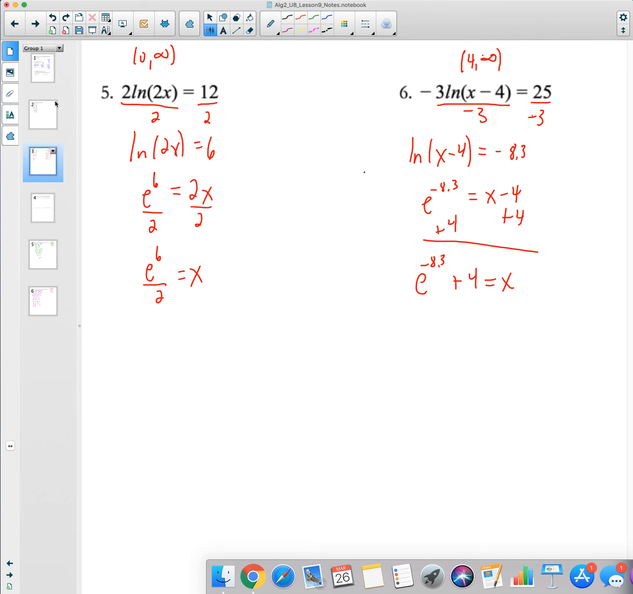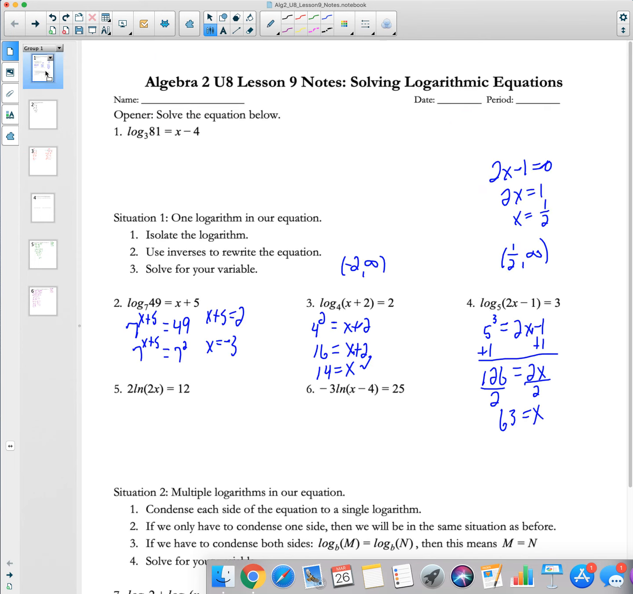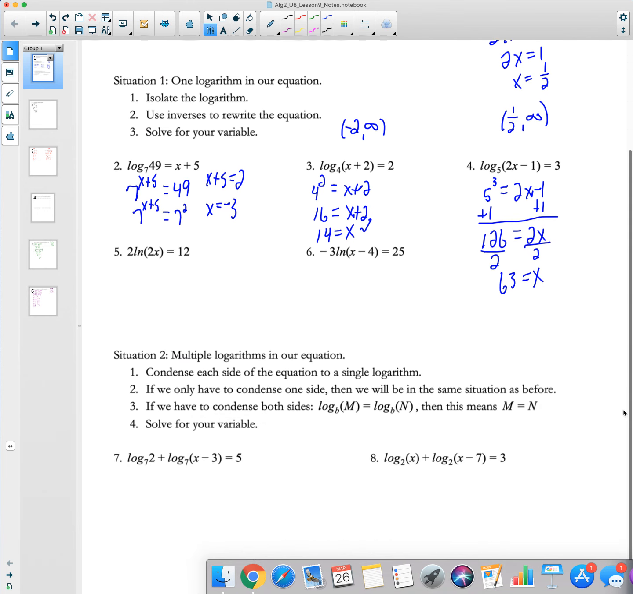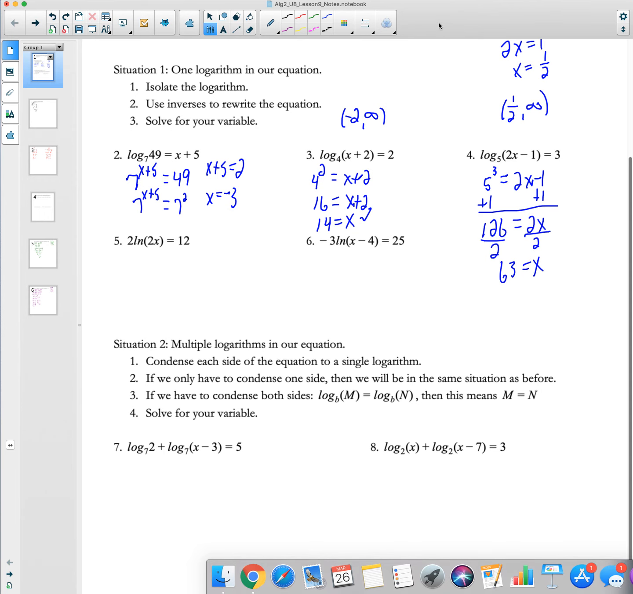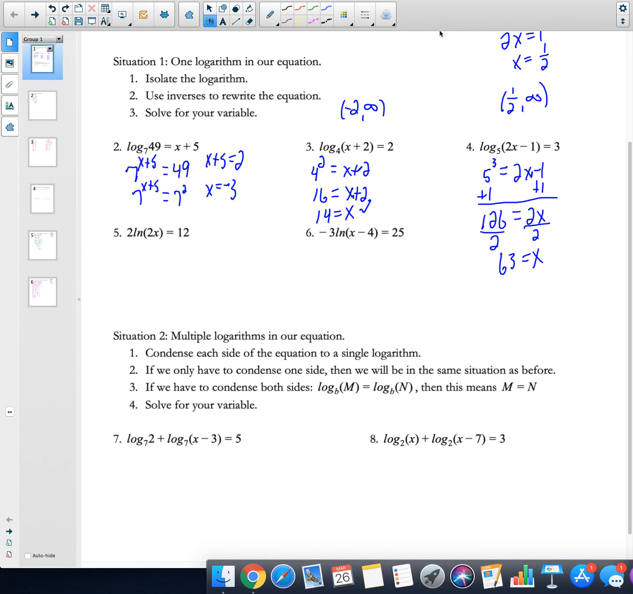Now, the second type of problem, let me flip back to our first page here of notes and scroll down to problems 7 and 8. The second type of problem that we're going to see is that we're going to have to use some of our properties of logarithms. And we're going to have to condense one side or both sides of the equation to get to a single log. Once we see this, we want to go back to condensing. I mentioned in our video lesson earlier that there are certain times when we want to condense, and this is that opportunity.